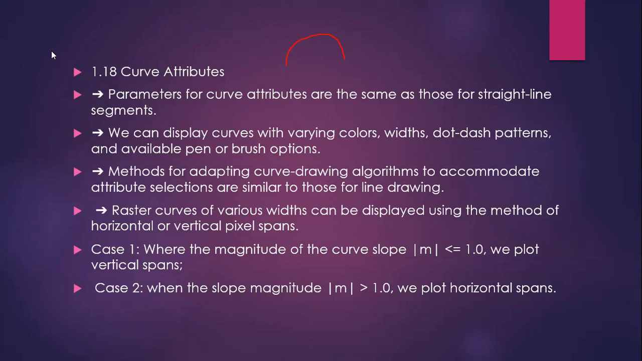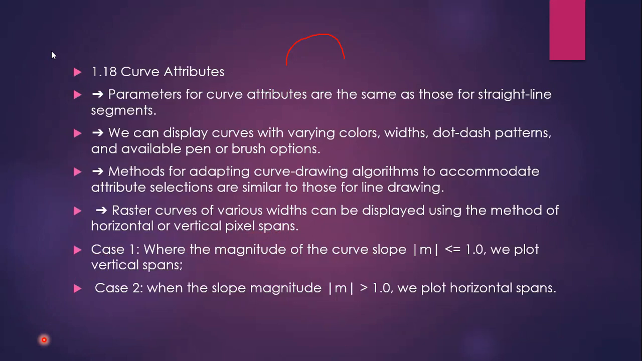Parameters for curve attributes are the same as those for straight line segments. We can display curves with varying colors, widths, dot-dash patterns, and available pen or brush options. Methods for adapting curve drawing algorithms to accommodate attribute selections are similar to those of line drawing. Raster curves of various widths can be displayed using the method of horizontal or vertical pixel spans.